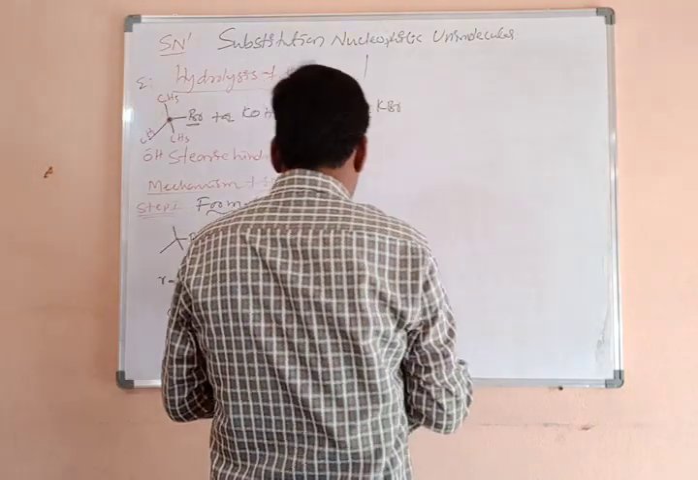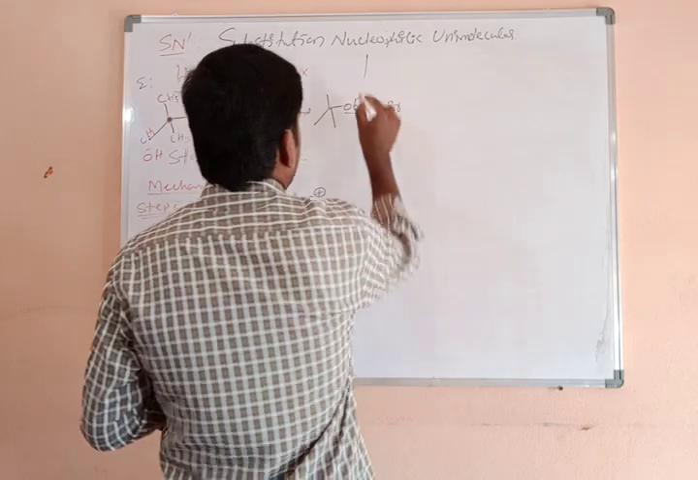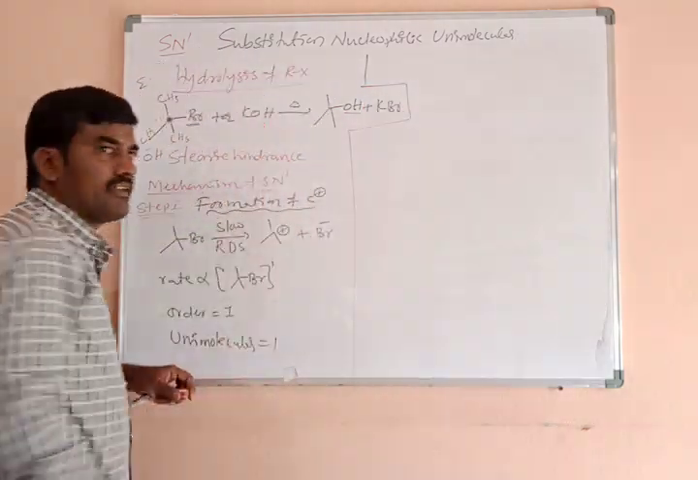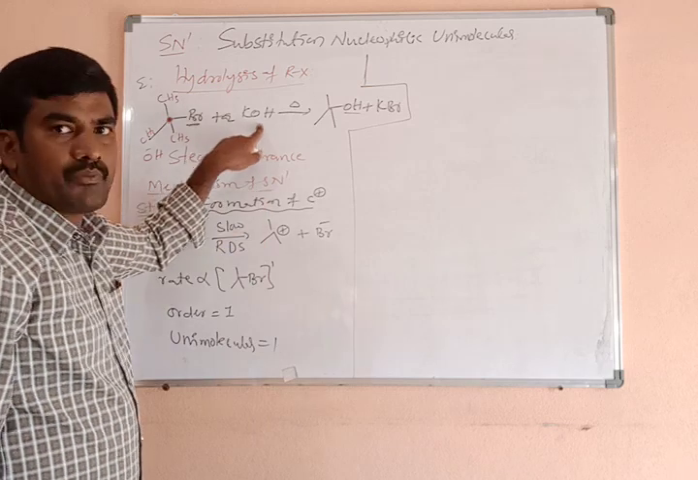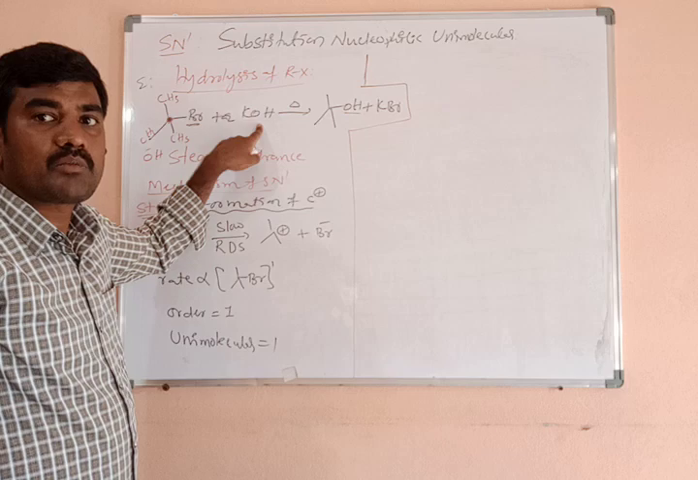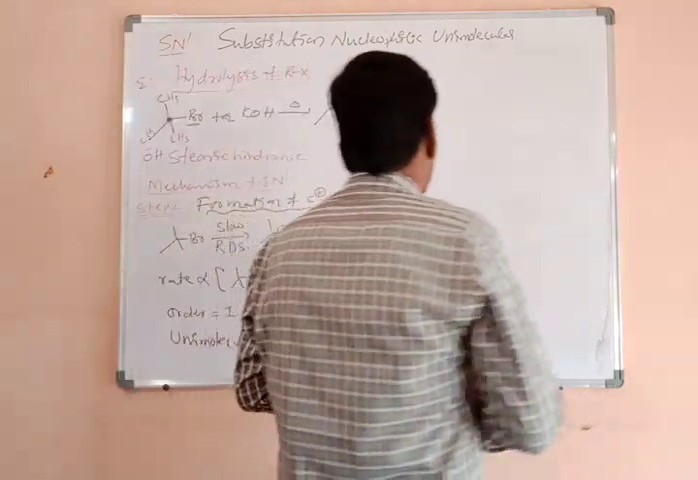Next, in the second step, the nucleophile OH minus, which is obtained from the dissociation of potassium hydroxide, attacks the carbocation to form the alcohol.